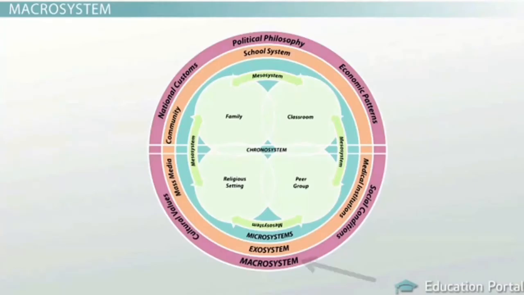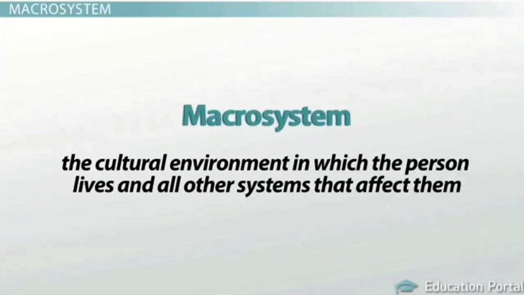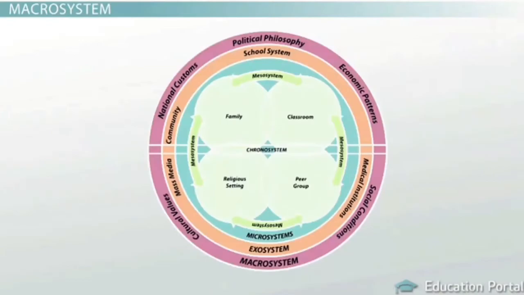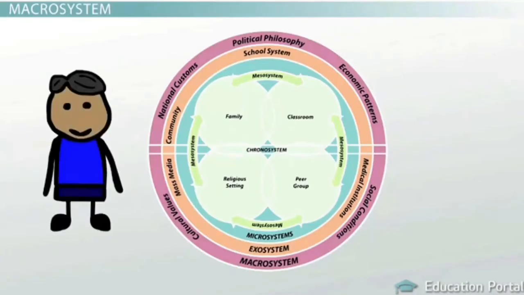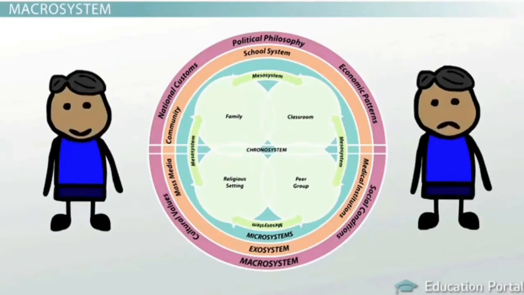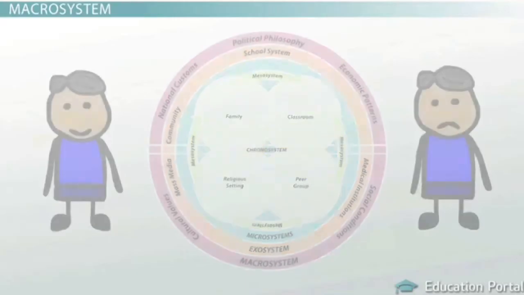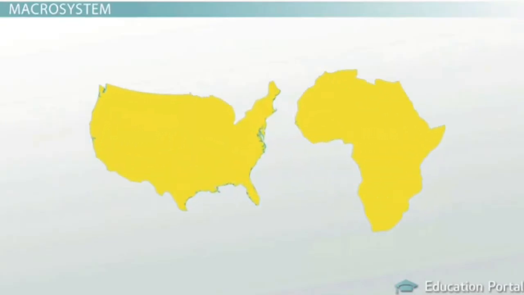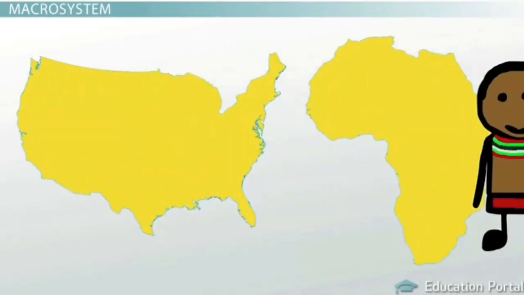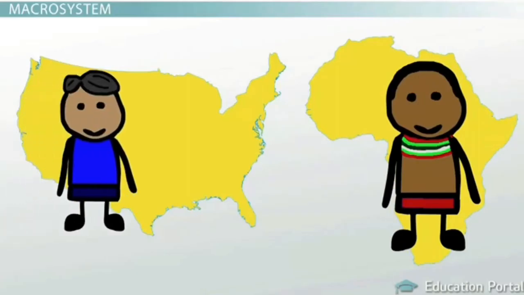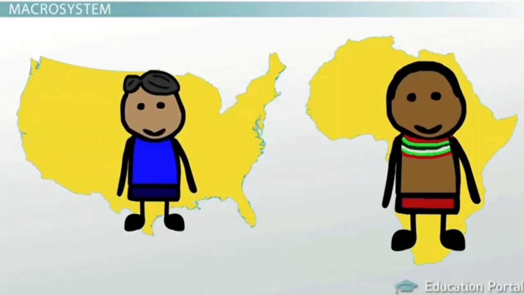The fourth level of ecological systems theory is the macrosystem. The macrosystem encompasses the cultural environment in which the person lives and all other systems that affect them. Examples could include the economy, cultural values, and political systems. The macrosystem can have either a positive or a negative effect on the person's development. For an example, consider the different effects on the development of a child growing up in a third world economy versus that of the United States.